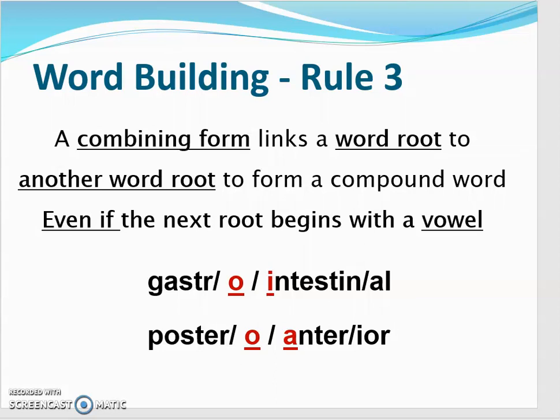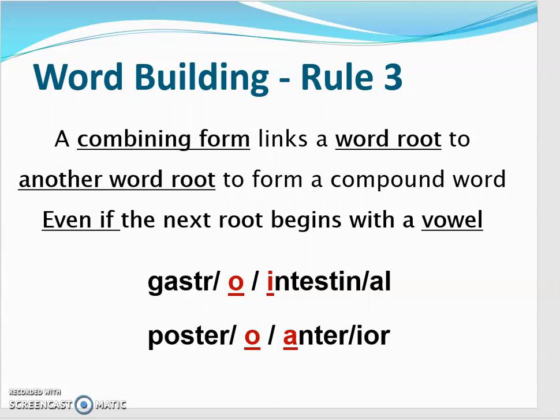So below we see gastro, which I've told you means stomach, intestine, which means exactly that, intestines. We want to talk about a state where the stomach and the intestines are being affected at the same time. We combine them together. Even though intestinal starts with a vowel, we still retain the combining vowel. Every time we put these nouns together, we're going to keep that combining vowel, no matter if the second word starts with a consonant or a vowel.